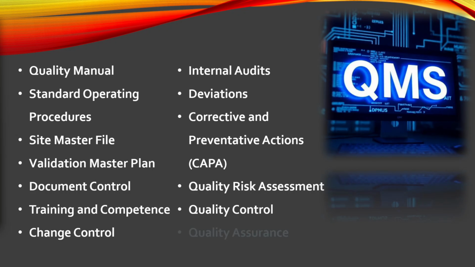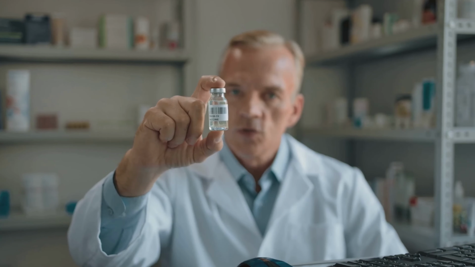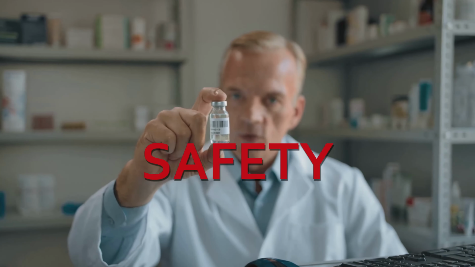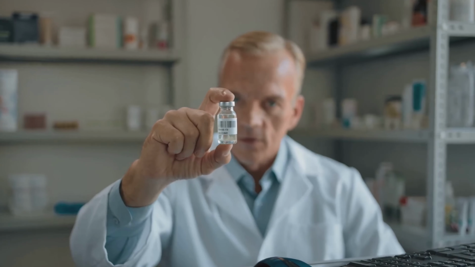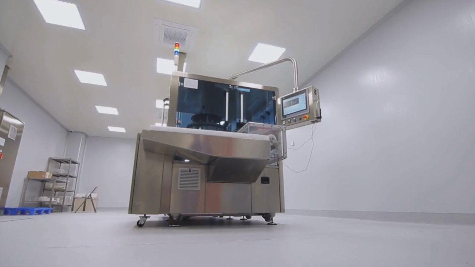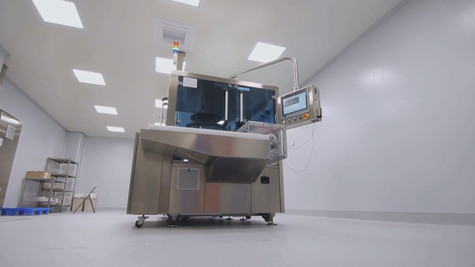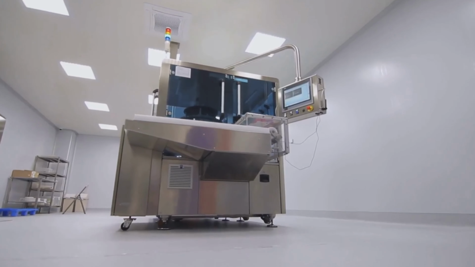And finally, Quality Assurance, or QA. This is the sum total of all the above arrangements which ensure products are consistently manufactured to the appropriate standard. A robust quality management system is essential for ensuring the safety, efficacy, and quality of pharmaceutical products. By understanding and implementing these key components, we can achieve excellence in manufacturing and protect patients.